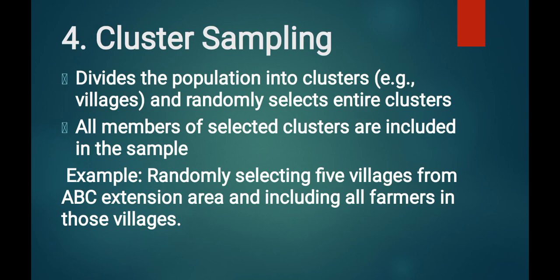Let's go about cluster sampling. You divide the population into clusters, for example, into villages, like what I said. Like you want 100 farmers in an EPA. So you can just go into the EPA because within the EPAs there are villages. So you can divide the population into villages. So say this is village 1, village 2, village 3, village 4, village 5. So from those villages you can choose all the members and include them in your sample.